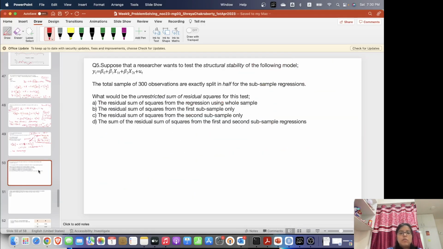All right, moving on. So here we have a question that suppose a researcher wants to test the structural stability of the following model. The total sample of 300 observations are exactly split in half of the subsample regressions. What would be the unrestricted sum of residual squares for this test? So this test, that is the F Chow test, is actually equal to that restricted versus unrestricted test.